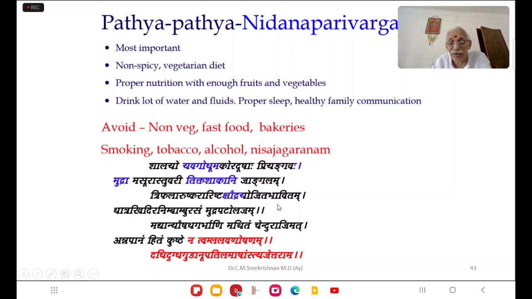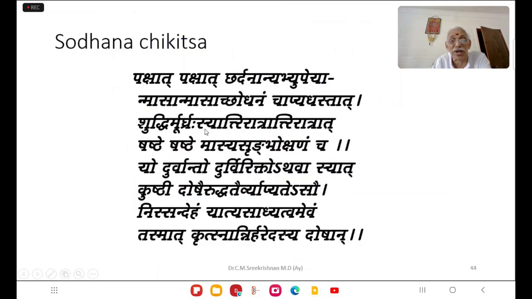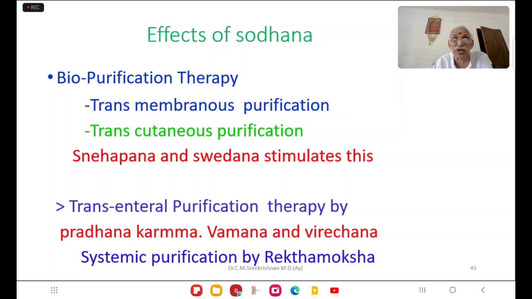So Nidana Parivardhanam, lifestyle adaptation, is very important. That is, Shodhana is very important. What is the important effect of Shodhana? I will tell you how this Shodhana is affecting the Samprapti Vigatana. The Shodhana is the biopurification therapy.